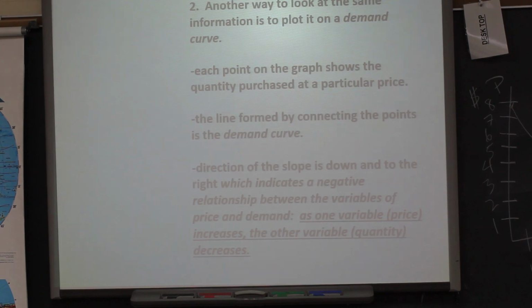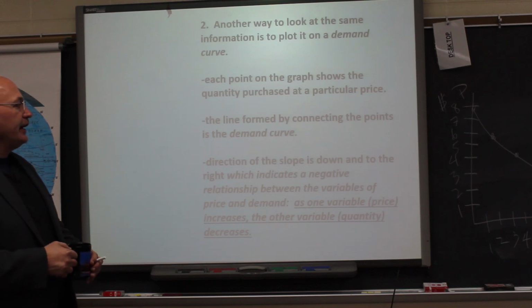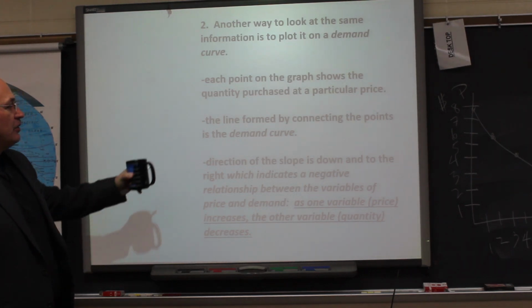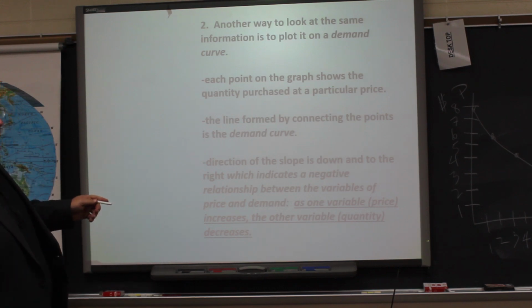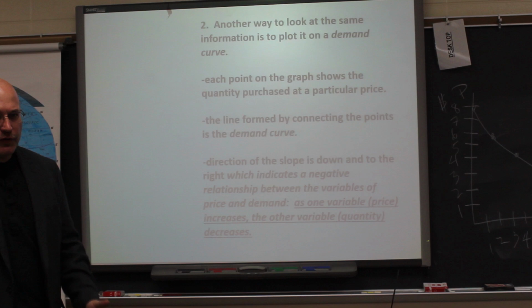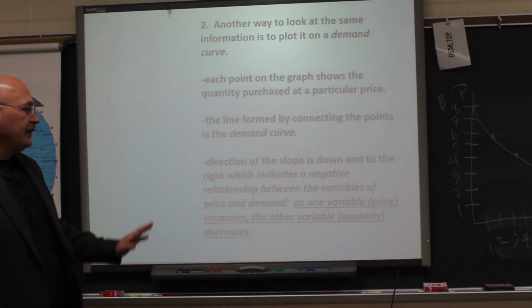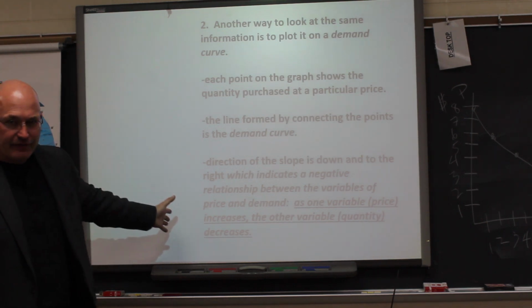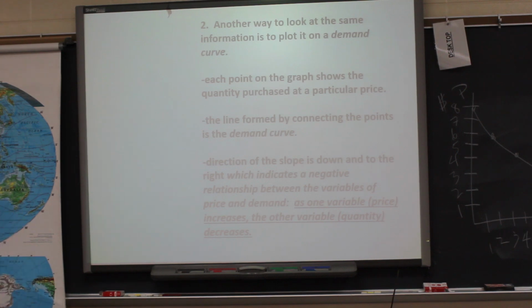Now, this is called a demand curve. Each point on the curve tells me the quantity purchased at that particular price. The slope is down and to the right, indicating a negative or inverse relationship between the variable price and the variable quantity. There is a negative relationship between price and quantity.